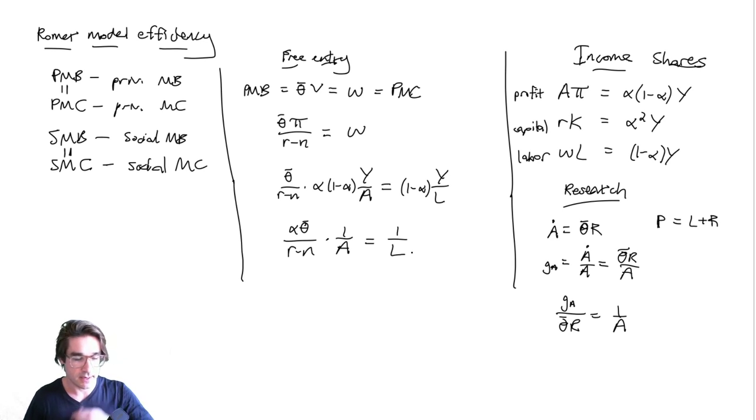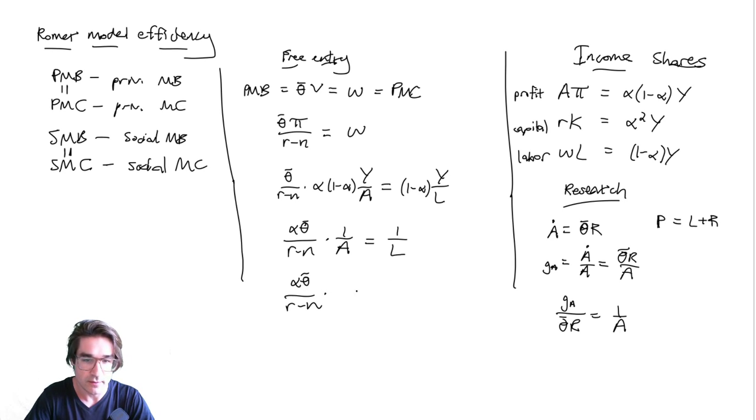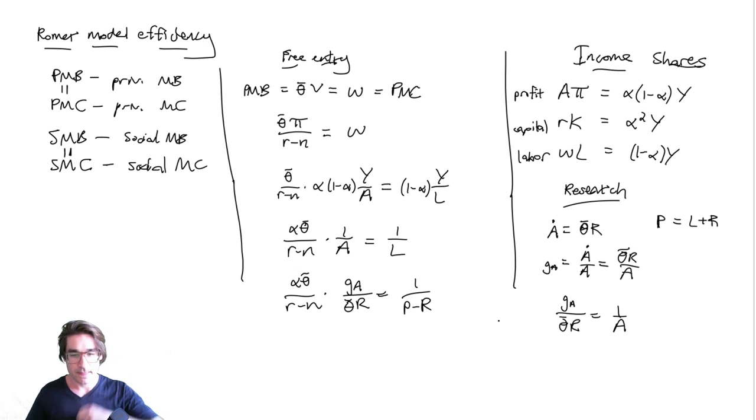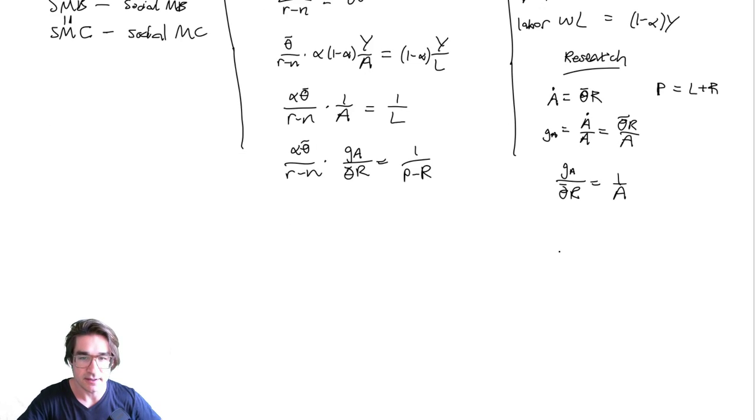So let's plug in that stuff we know here. Then we get alpha theta bar over R minus n. 1 over A is now g_A over theta bar R. And then this is 1 over L, where L is P minus R. So whatever population isn't going to research goes to production labor. So this is P minus R. Now you can see we basically have things in terms of R. We want to think about this as a choice of how to allocate labor between production and research.